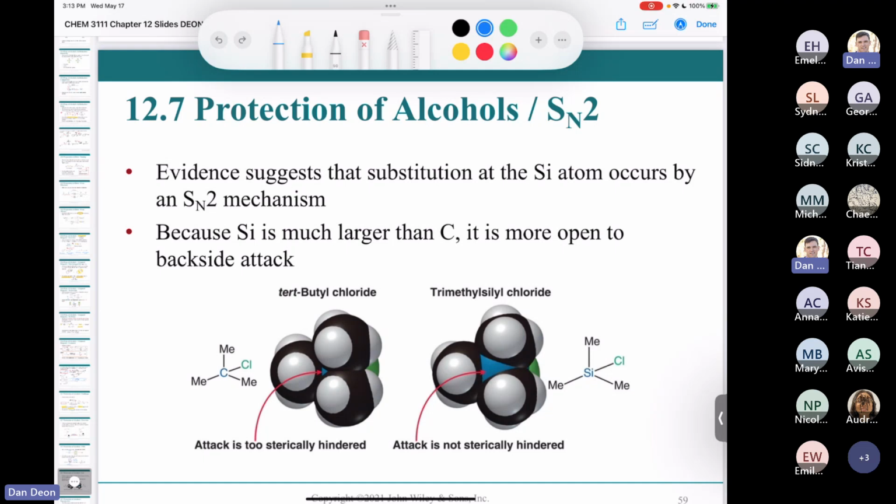So your next question probably is, okay, well, if I put the trimethyl silyl ether on the alcohol, how do I remove it?